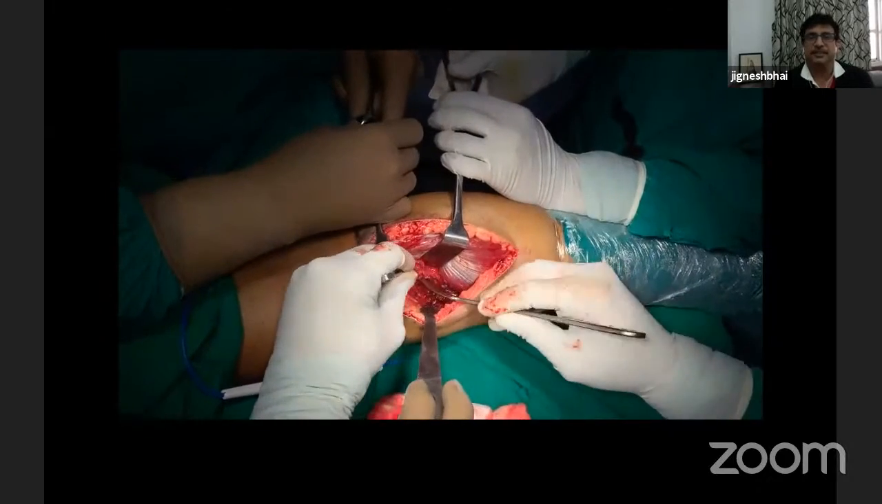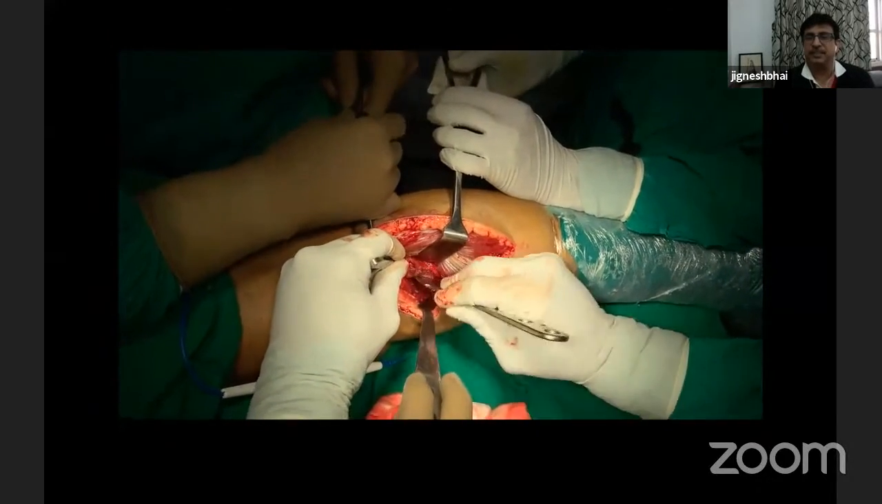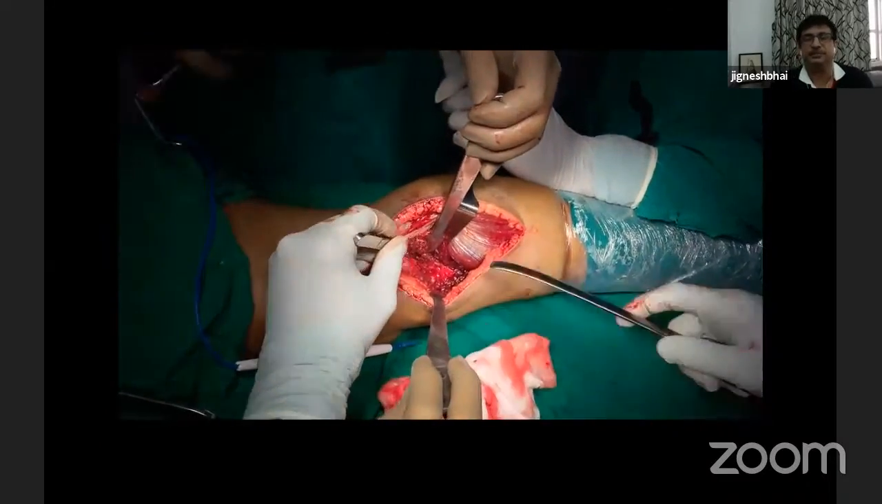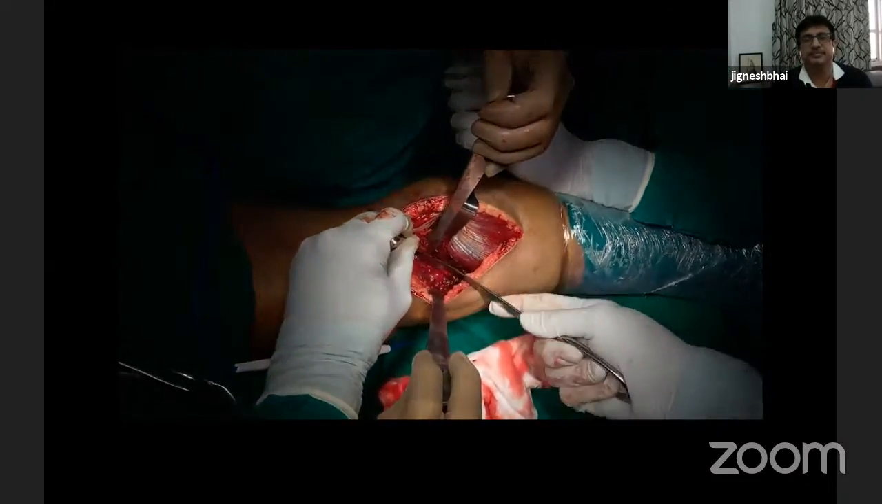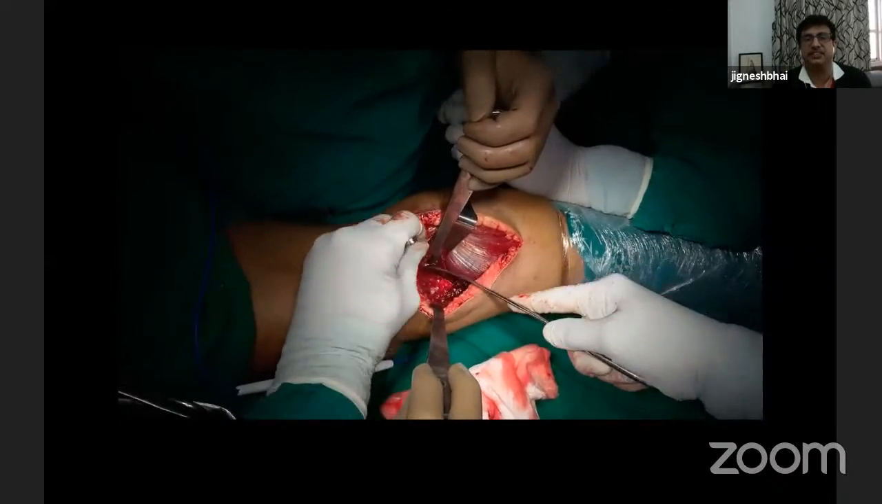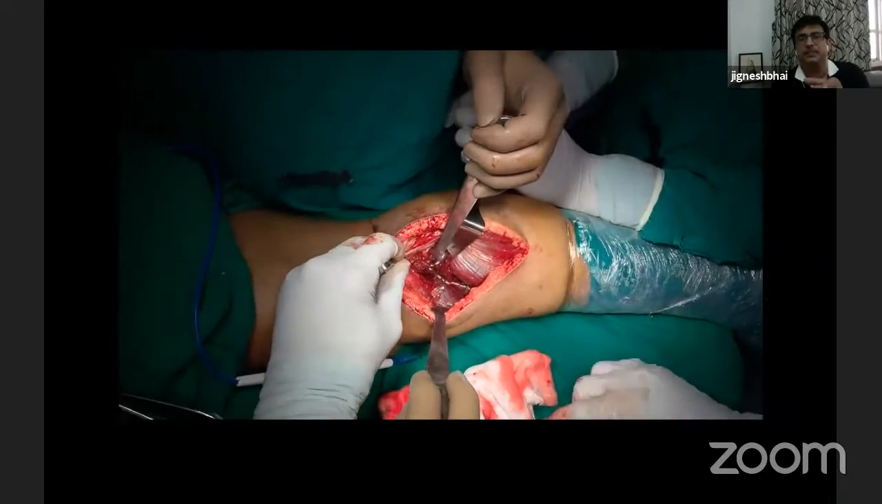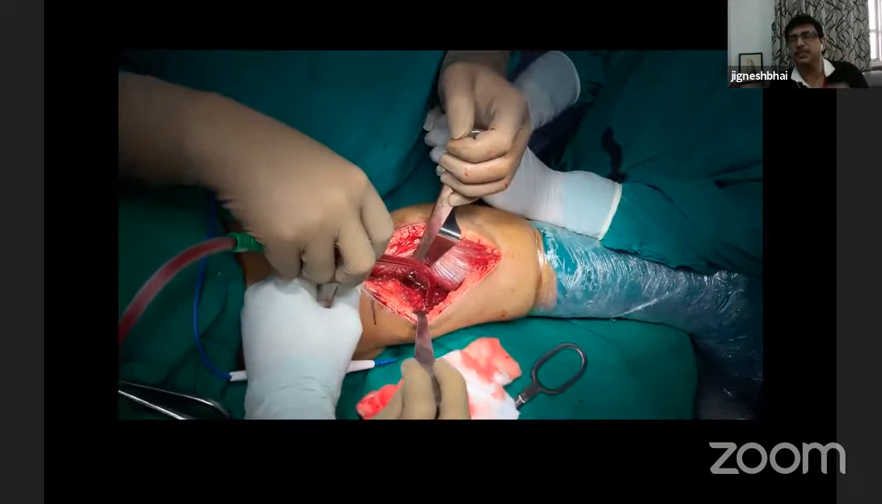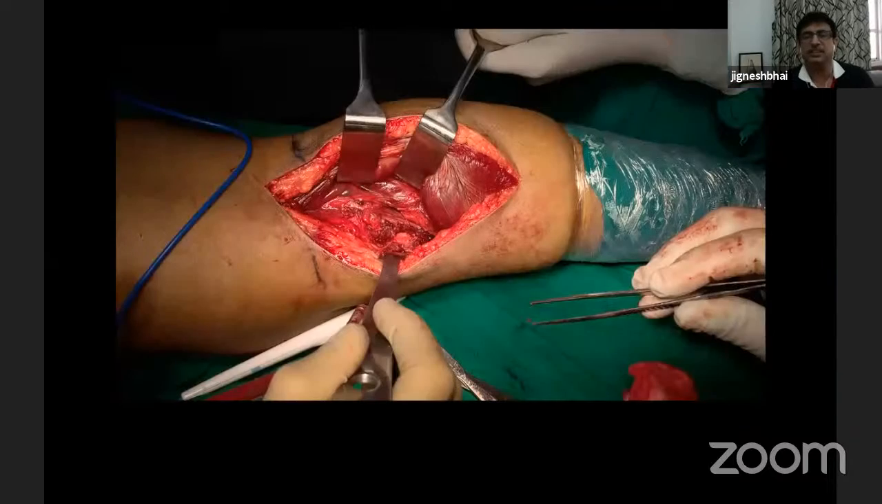Then pass a spike underneath. The spike is on the lateral body of the tibia now. The remaining fibers are erased. Now you can see hematoma is coming out from the lateral condyle. So this is the posterior condyle, there is an opening there. So split depression fracture, hematoma is coming out.